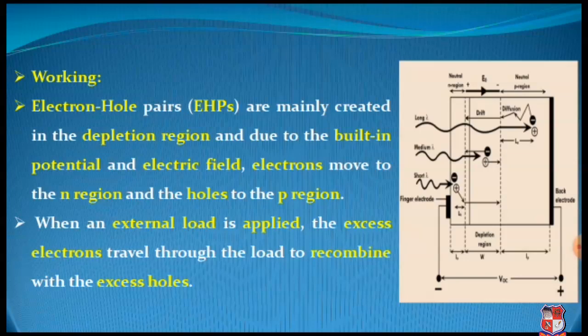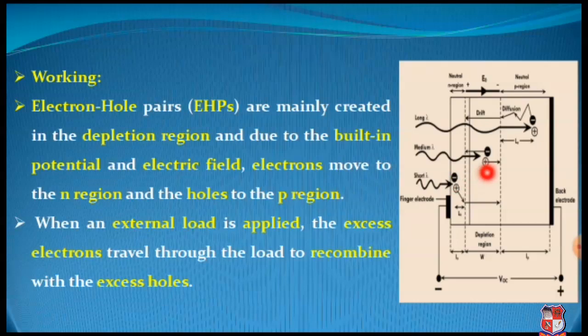Basically, when the light waves are incident on the PN junction diode, first of all there is a generation of electron and hole pairs. You can see here, this is the electron and this is the hole. So electron hole pairs are mainly created in the depletion region, neither in N junction, neither in P junction. In between the junction, the electron hole pairs are created, and due to the built-in potential and electric field, electrons move to the N region and the holes to the P region.